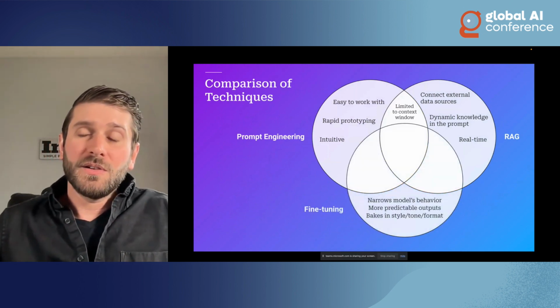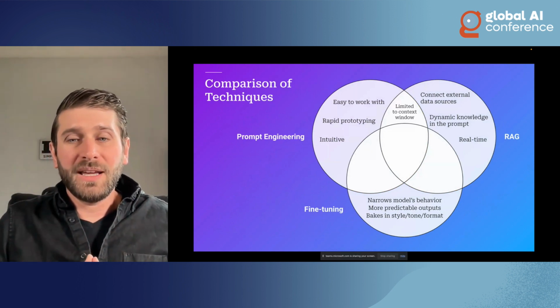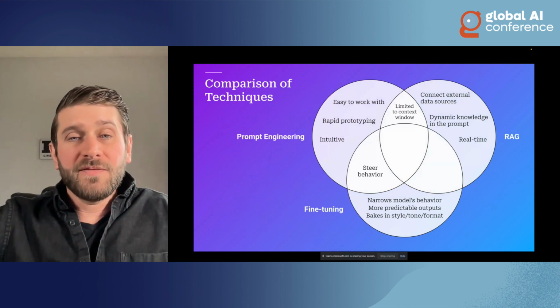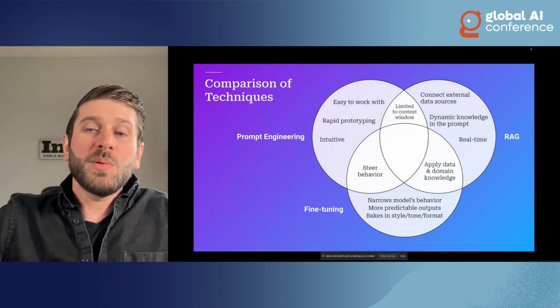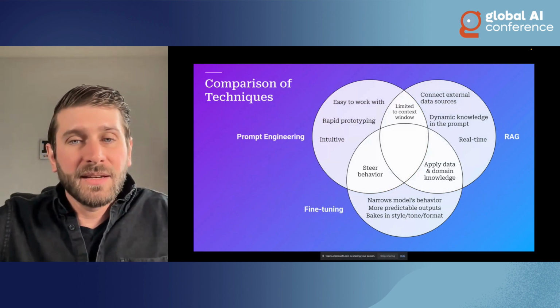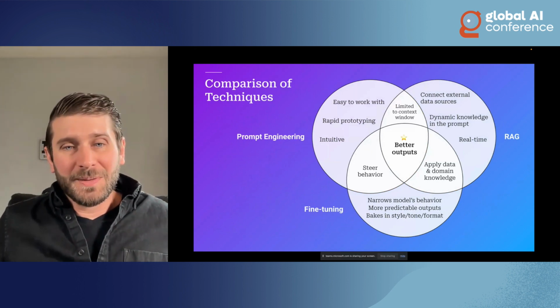With fine tuning, you're narrowing the model's behavior, you're getting more predictable outputs, and you're baking in the style, tone, and format. Prompt engineering and fine tuning both steer model behavior. RAG and fine tuning both allow you to apply data and domain knowledge to your particular task. But the thing they all have in common is they all lead to better outputs.